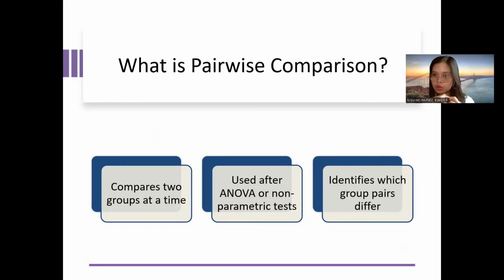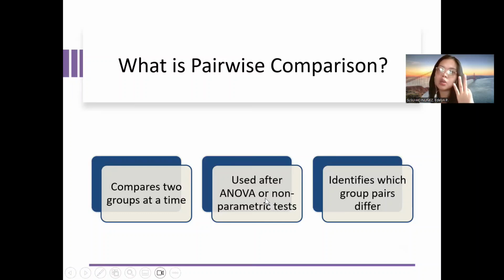And it could also be used in three groups. For example, we have three groups. We have the third gender, we have the LGBTQ community, and then we have the male and then the female. We will use it after the ANOVA because in our other video, we discussed ANOVA. We use this one when we have three groups.